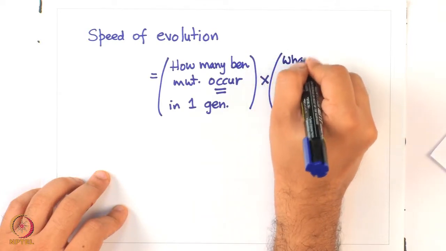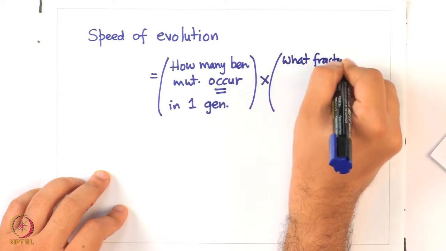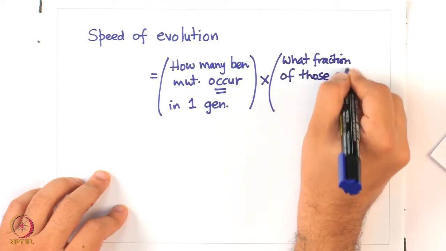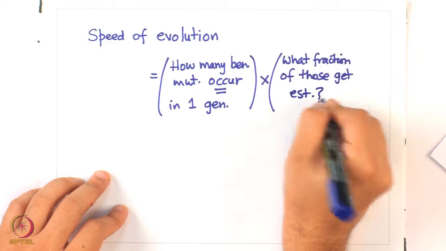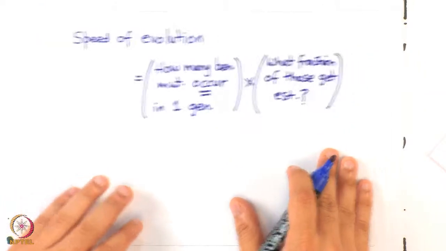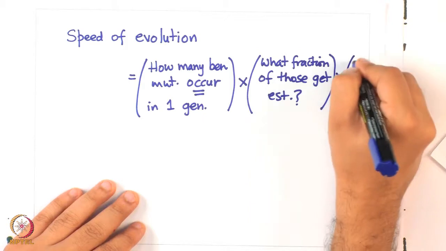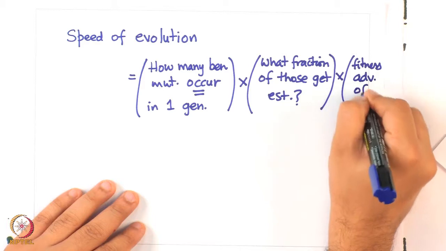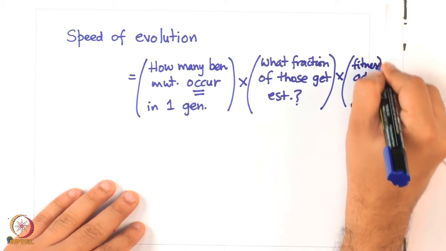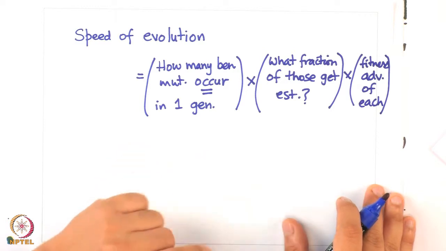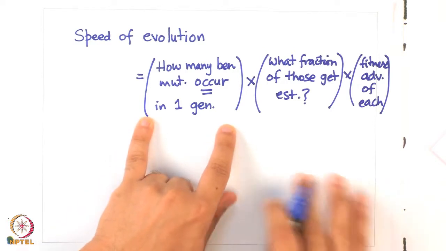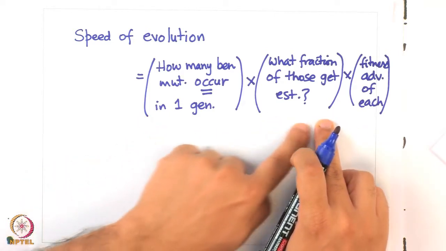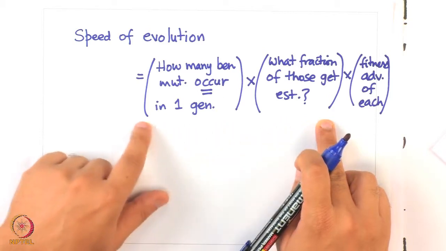what fraction of those get established, we want an expression for that, times what is the fitness advantage of each of these mutations. So, what you are saying is that in one generation how many mutations occurred times what fraction of those got fixed. So, this gives you the total number of mutations that got established in one generation time.